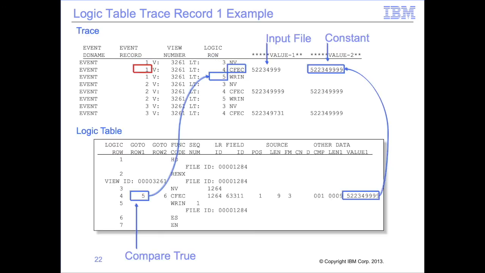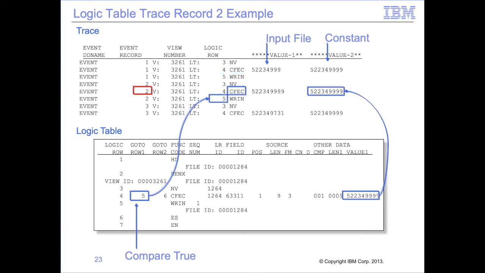When record 1 is processed against the CFEC function on the logic table row 4, value 1 shows the value in the event record, the E in CFEC, and value 2 shows the constant in the logic text. The two values are equal, so the next row to be executed is the true row, or the go-to row, 5. Execution continues at logic table row 5, the WRIN row, which copies the event record to the output file.